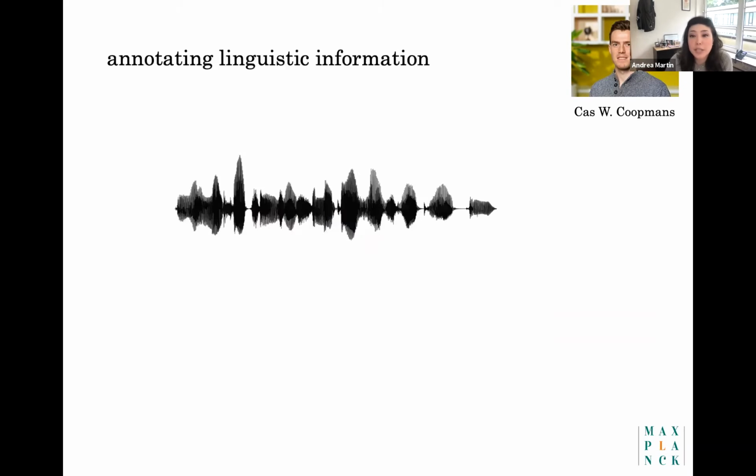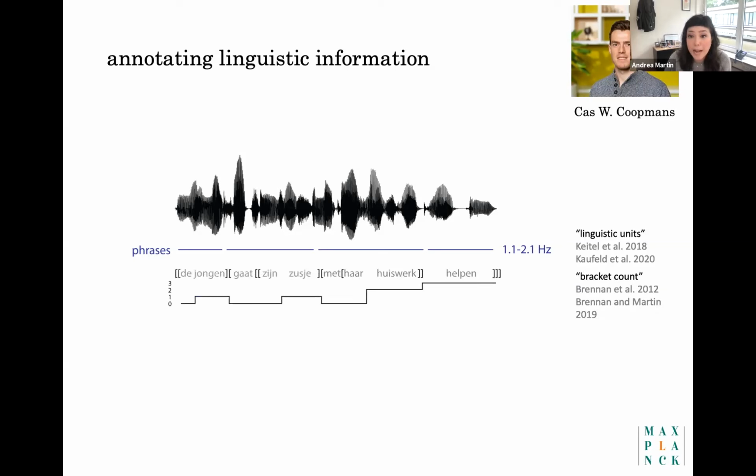So for each recording, Cas manually annotated the onsets and offsets of the syntactic phrases and converted these annotations to the average frequency at which the phrases were presented. He also annotated each stimulus to know how many syntactic phrases are closed at each word. That's the so-called bracket count that's highly used across literature. And we used the annotation of bracket count as an abstract representation of syntax, which doesn't contain acoustic information.